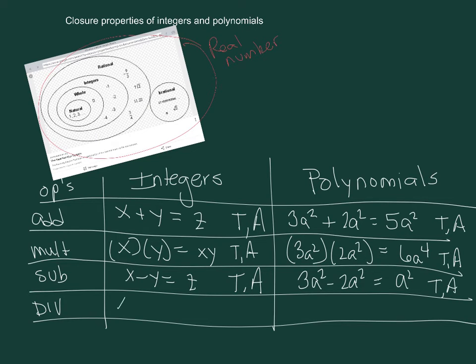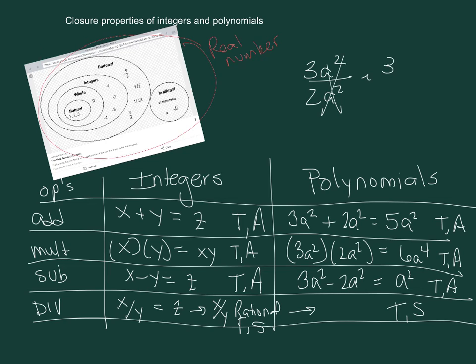Now, in division, if I have x divided by y, in some cases I might still get an integer, z, but in some cases maybe I'll get something, x over y, that is actually a rational number, okay? Which means if that's rational, then this is going to be true sometimes, so TS. And that applies over here as well to the polynomials. It is true sometimes, okay? Because there are some polynomials that I can divide out and not result in another polynomial. Like, if I have 3a squared divided by 2a squared, well, the a squareds are gone, resulting in 3 halves, which is just a rational number, okay?